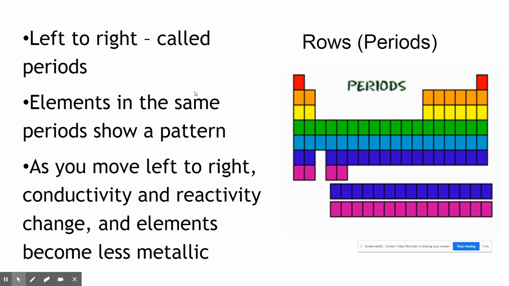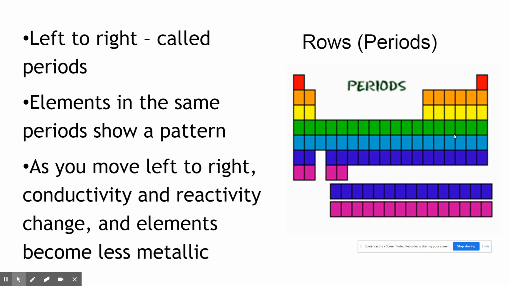You should also notice that essentially there are 7 periods, or 7 rows, on the periodic table. Even though it looks like the blue and the purple are down here, a lot of people like to say, well, no, there are really 9 rows. They're not. This little gap here opens up to give us these different rows that we'll talk about in a little bit as well. Okay, elements in the same period show a pattern.